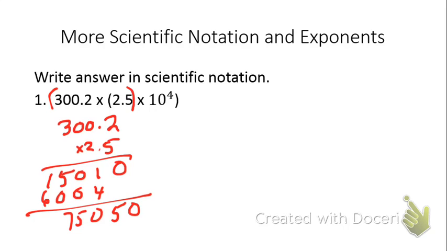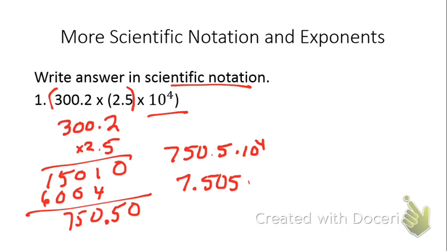And then you have to count 2 places over, so we get 750.50, so 750.5 times 10 to the 4th, because we still need that. But that's not in scientific notation, because this isn't between 1 and 10, so we're going to have to move our decimal over. And if you say, here's where you put it, and you have to move it 2 back to the right, that's positive, so it would be times 10 to the 6th. So 7.505 times 10 to the 6th would be your final answer.